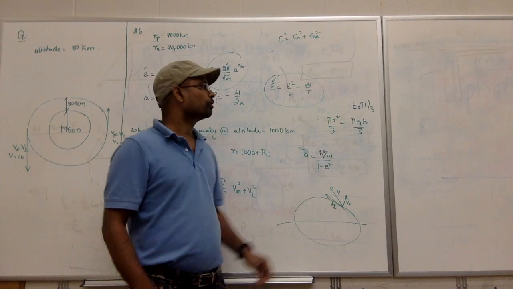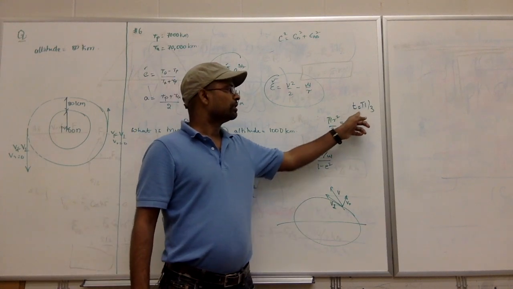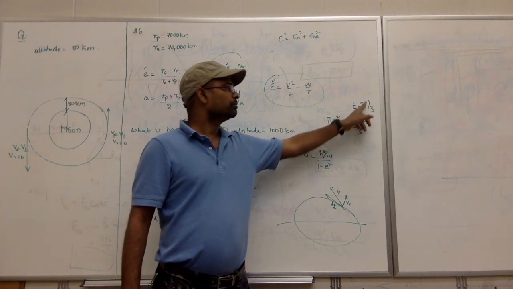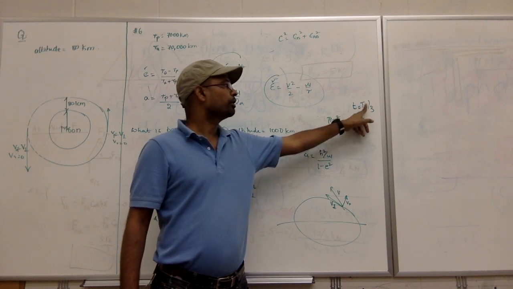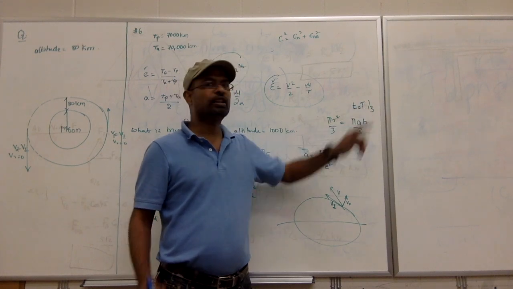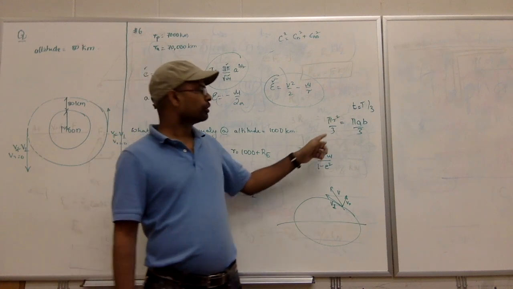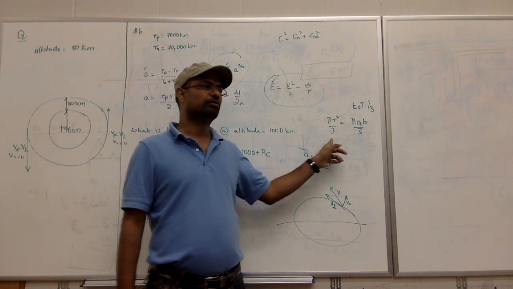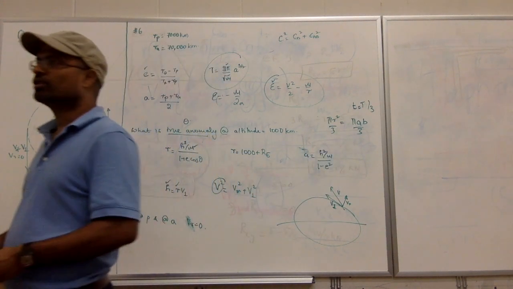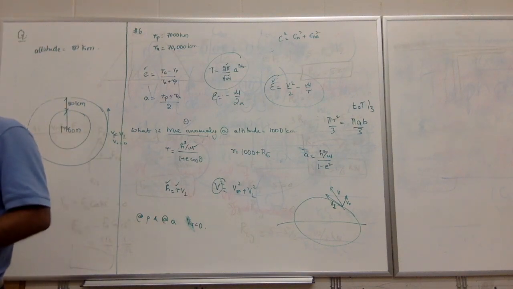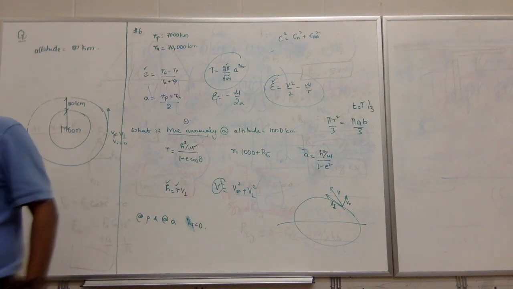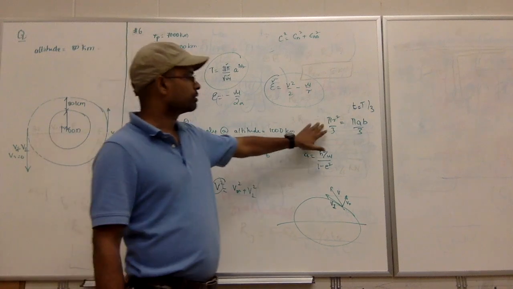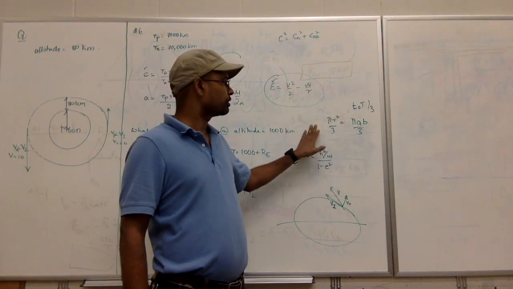So if this is the time, okay? If you are taking one third the time period, you want to traverse one third the area. That is what Kepler's second law says. So you get the same answer whether you do it for a circle, this is for a circle, this is for an ellipse.